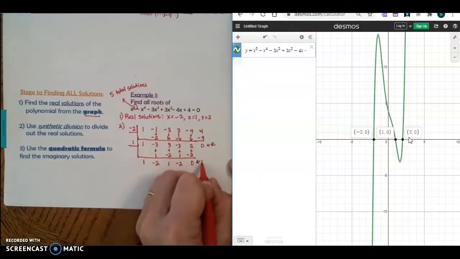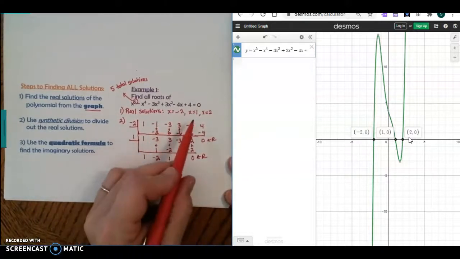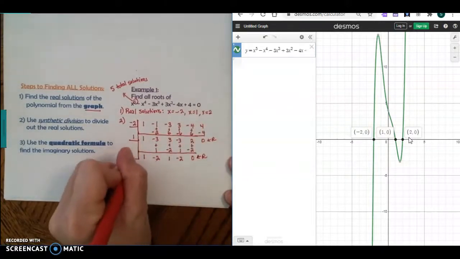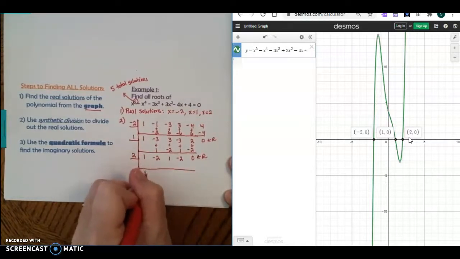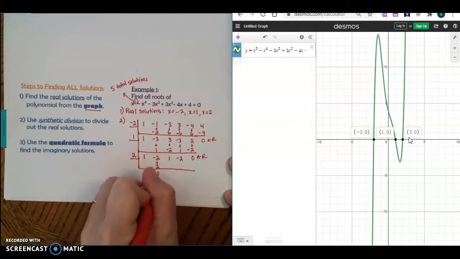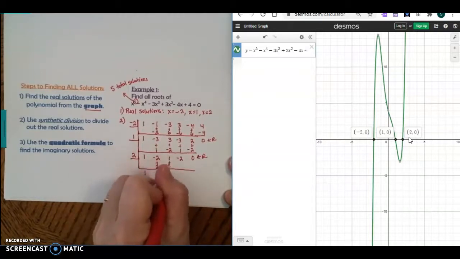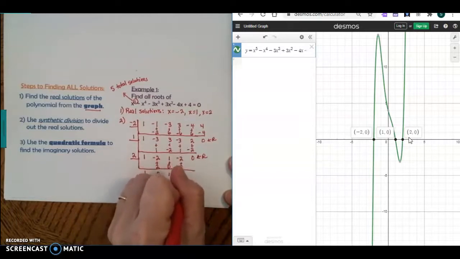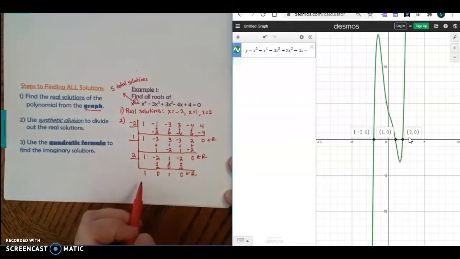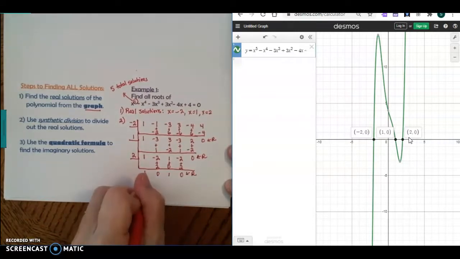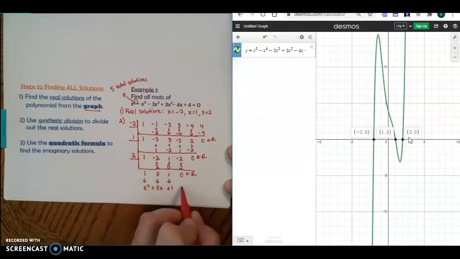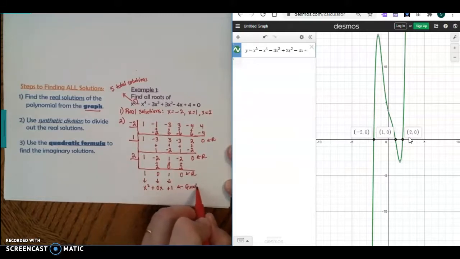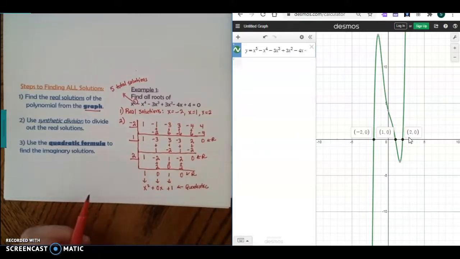And you see I get a 0 remainder again. So then we're going to do it one more time with that last real root. 1 comes down, multiply. So now I can write my quadratic. So I have x squared plus 0x plus 1. So here's the quadratic that you want to form to be able to do step 3.